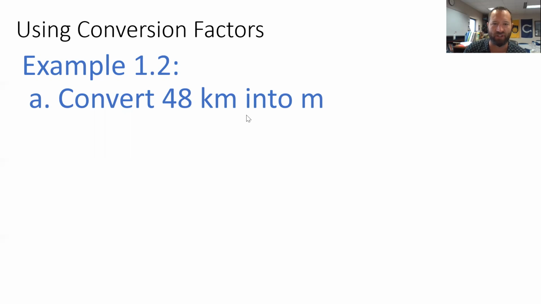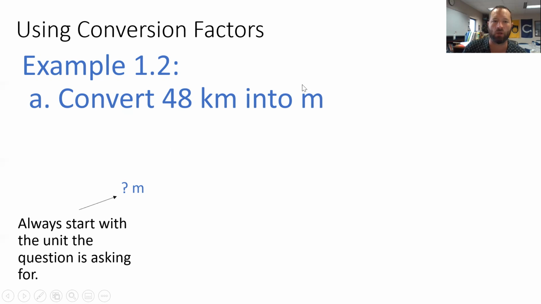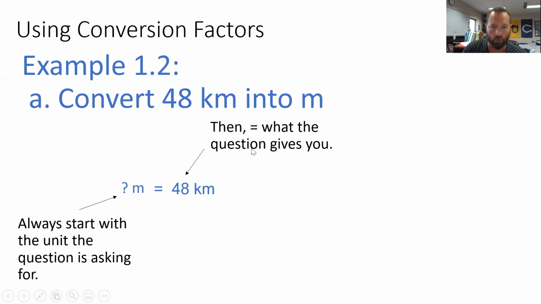So very specifically, how I like to set up these conversion factors, these metric to metric, is I like to start by asking, what do they want me to convert into? So they're asking for meters. So I got a question mark, meters. That's what they want. And next, I write down what they gave me. So they gave me 48 kilometers. So I'm trying to figure out how many meters is 48 kilometers.